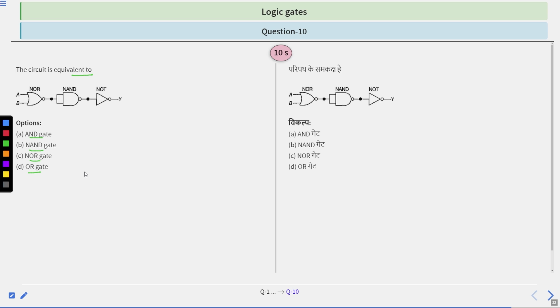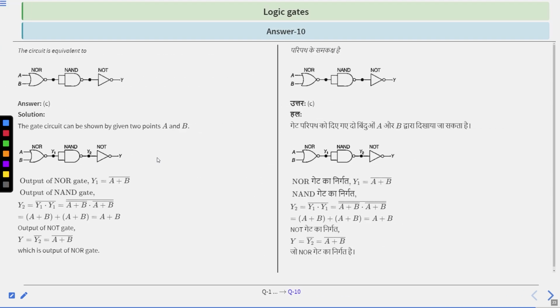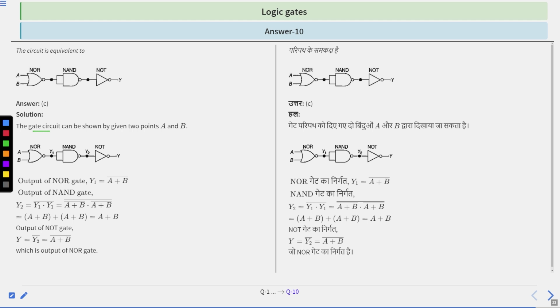You have 10 seconds to solve this question. After 10 seconds, we will provide the solution of this question. Let's find the solution. So the gate circuit can be shown with two inputs, A and B. Here a NOR gate, a NAND gate, and a NOT gate are used. Clear? So for the output of the NOR gate, y1 is equal to the complement of A plus B.